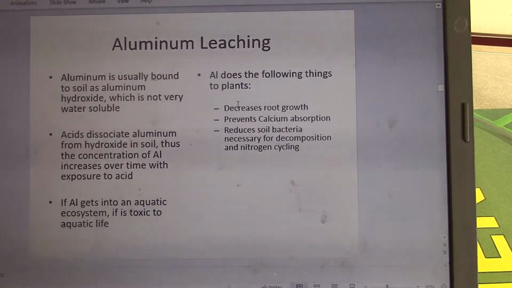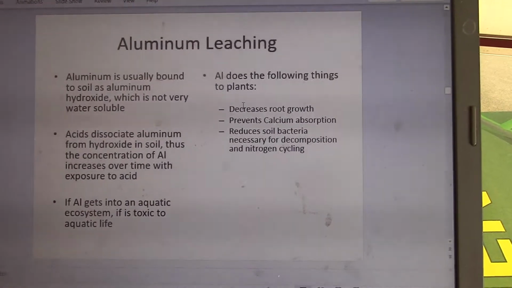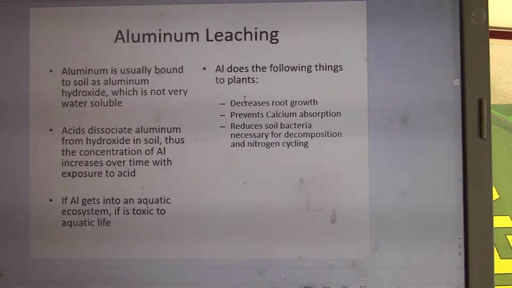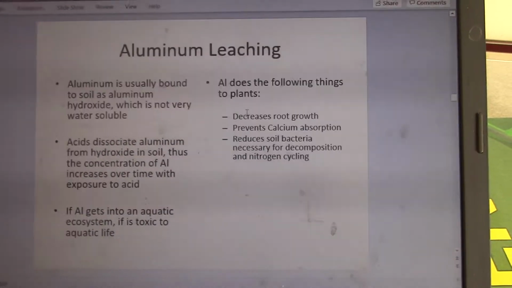It decreases root growth. It prevents calcium absorption, right? And we need calcium for muscle contraction and healthy bone growth. It reduces the amount of soil bacteria, so decomposition stops happening. And again, it's also a neurotoxin. So here's the reaction, and you should take note of this. So aluminum normally exists as, all right, so it's Al3+, that's the charge on it, right?